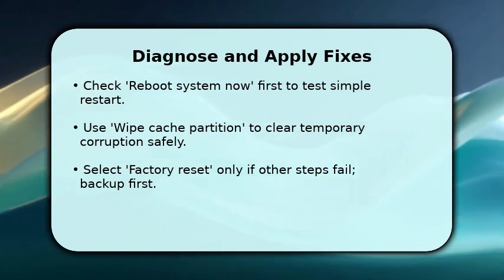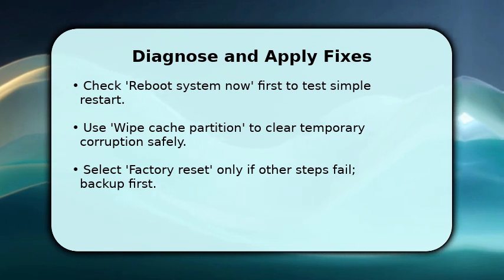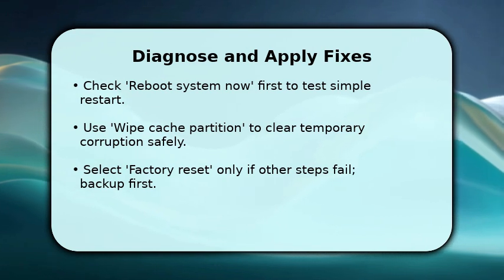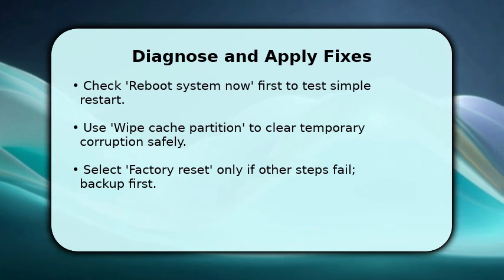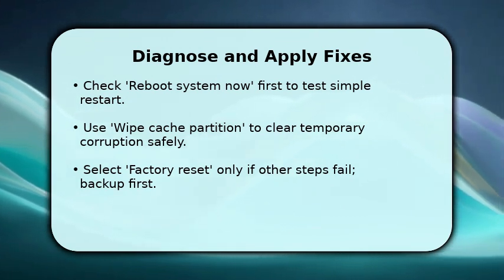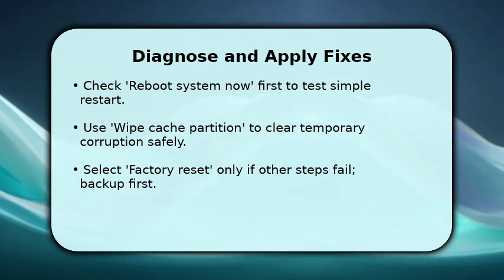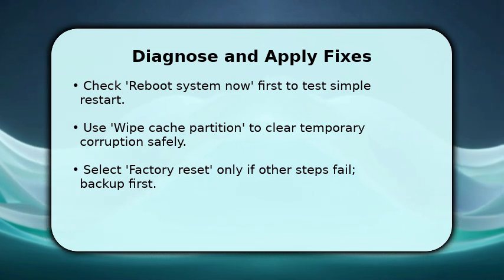First, choose Reboot System now to see if a simple restart clears the error. If problems persist, select Wipe Cache Partition to remove corrupt temporary files without deleting user data. Make sure to let the process finish. Interrupting can worsen issues. If the phone still fails to boot, prepare a backup on PC and consider factory reset. This erases data, but often restores a stuck system.